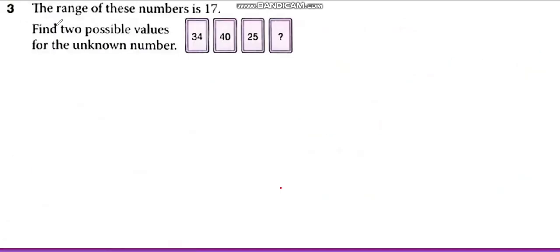In question number 3, the range of these numbers is 17. They have already given that the range is 17, so let's mention that. Find 2 possible values for the unknown number. So we have some numbers like 34, 40, 25, and this is the unknown number. Let's consider this number as x. In the first case, we have to find the 2 possible numbers that satisfy the condition that the range becomes 17. So first of all, let's take that x as the minimum number.